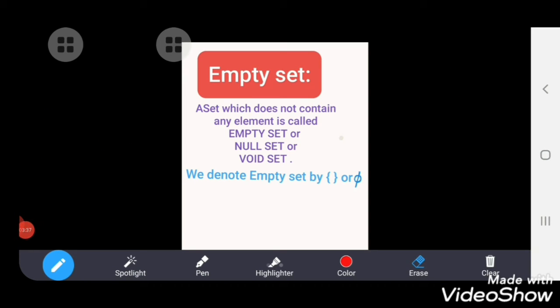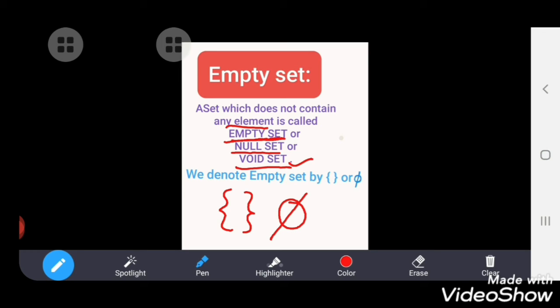Now discuss empty set. Empty set means a set which does not contain any element is called an empty set, or a null set, or it can also be called a void set. Okay, so a set which does not contain any element. We denote the empty set by using flower bracket, empty flower bracket, or phi. This is phi. This is empty flower bracket, or we can use phi. This is called the symbol phi. Write 0 and cut like this. So this is about empty set.